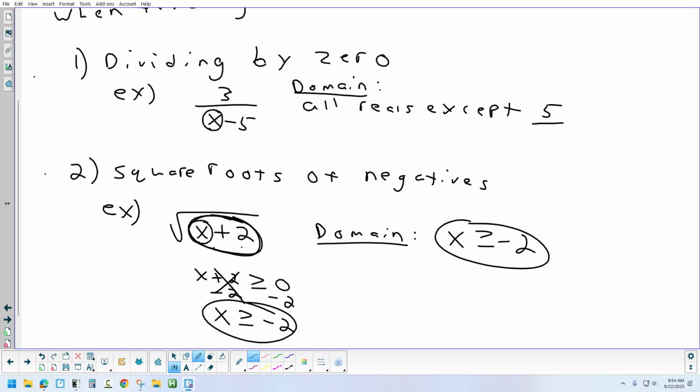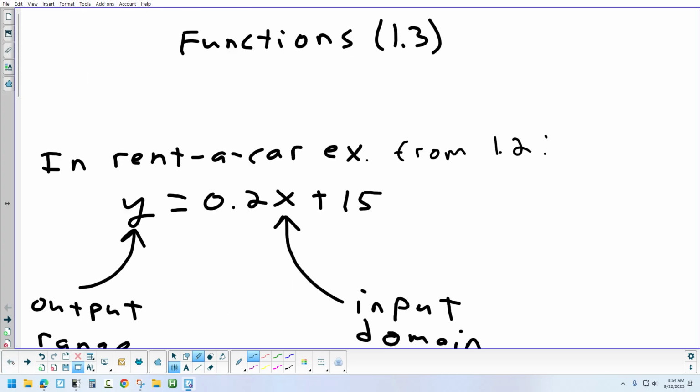Any question on those 2 things? Now, mathematically, those are the only 2 things we can't do. When we're doing a word problem, there might be other things we can't do because of the word problem. For example, let's say, if we go back to that rent-a-car problem, x was the number of miles that we drove.